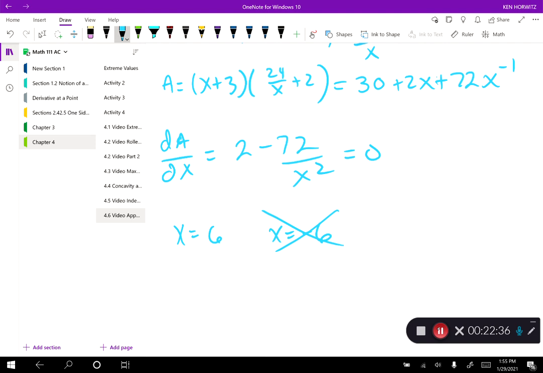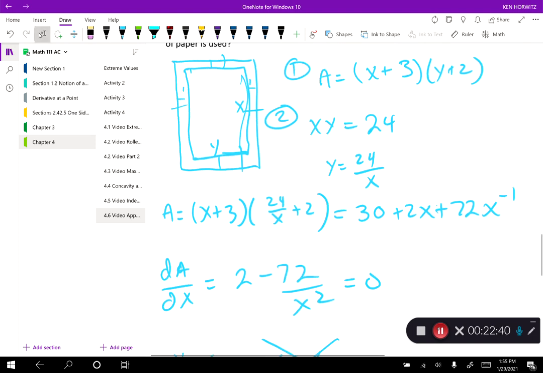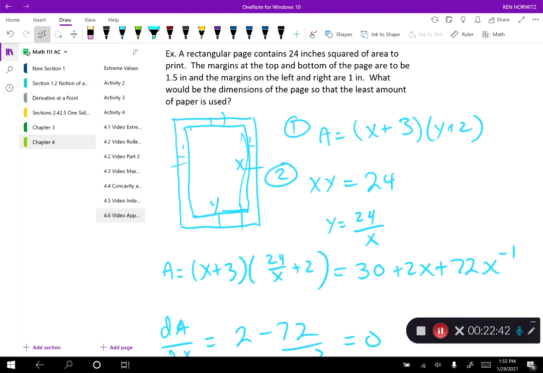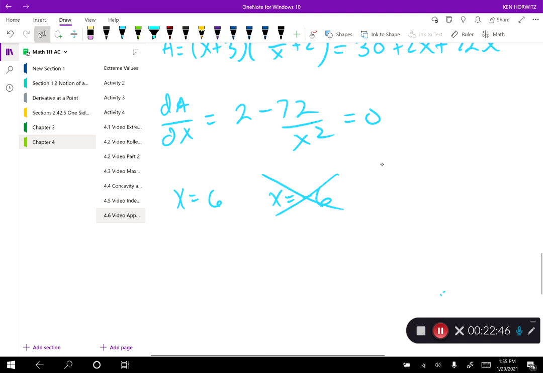All right. So if you did your first derivative test, remember you had a limited domain, because your printable area was 24. So I got 6 is a minimum. All right. So if I wanted to find out y, I could say y equals 24 over x. So I plug in 6 and I get 4.